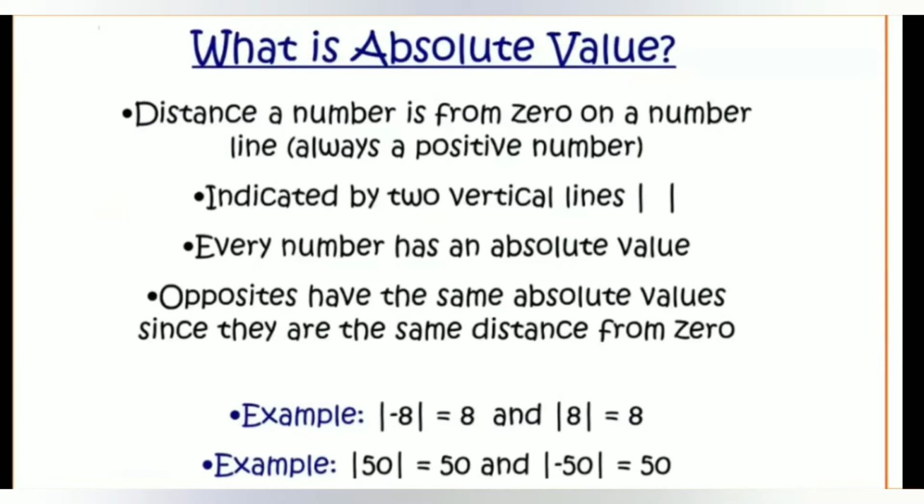So examples: the absolute value of -8 will always be +8, and even +8 is also 8. Okay, so just think of the number line. How far is 0 to -8? So that's 8 units. That's why we say 8, +8. So for 50, it's 50, and for -50, it's 50.